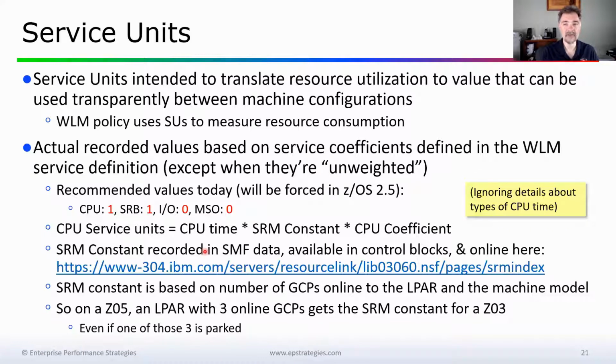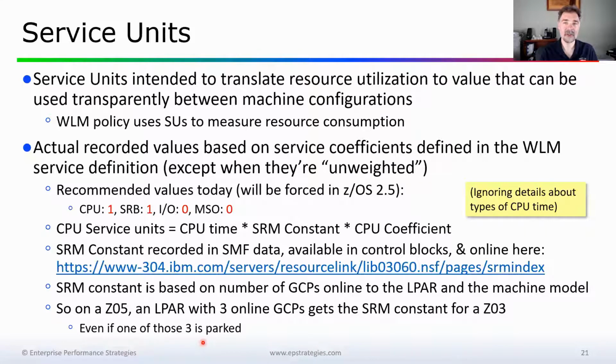So the CPU service units are in fact calculated as the CPU time times the SRM constant times the CPU coefficient. And that SRM constant is recorded in the SMF data. It's available in the control blocks, and you can see it online here. Now, the SRM constant for an LPAR is based on the number of general purpose engines that are online to the LPAR and the machine model. So on a Z05, an LPAR with 3 online general purpose engines gets the SRM constant for a Z03. Now note that's even if one of those 3 engines is parked.